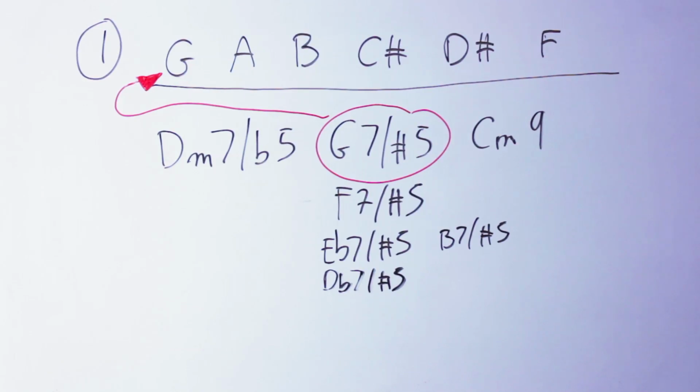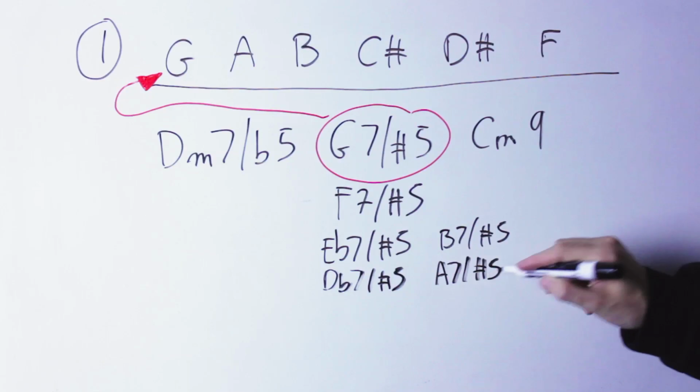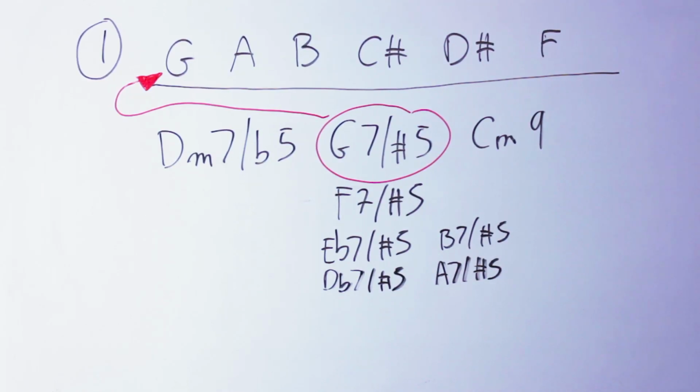Or the same with an A7 sharp 5. All those options sound great to me, and you can have your favorite too. It's a good exercise to try to replicate what I just did and adjust the voicing of the chords before and after the dominant chord so that it sounds good.